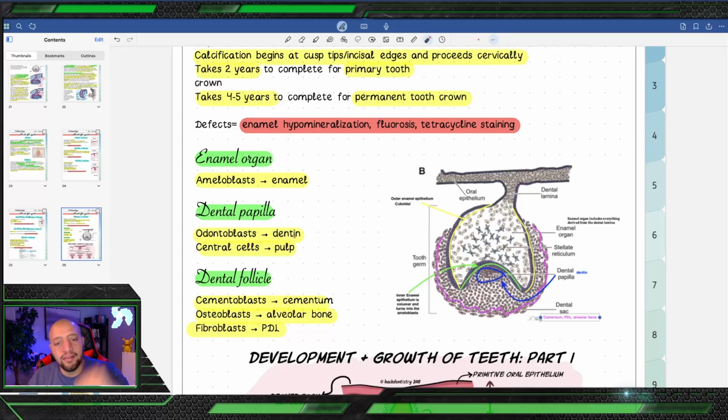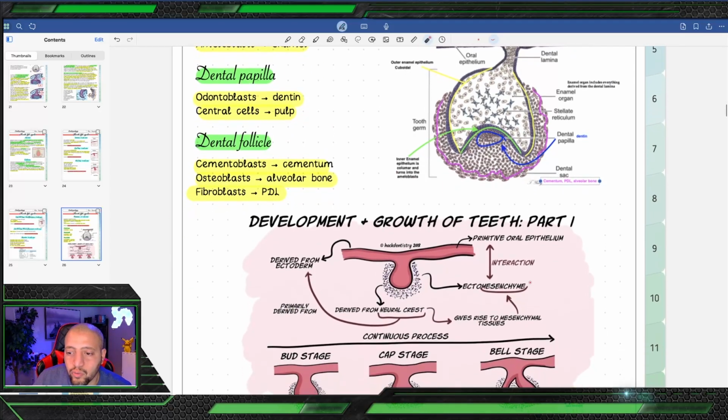So dentin comes from dental papilla, alveolar bone comes from the follicle, and enamel comes from the enamel organ, which comes from ectoderm. Dentin comes from dental papilla, which comes from ectomesenchyme, which is neural ectomesenchyme. Dental follicle and dental papilla both come from neural ectomesenchyme. And this is a different way to speak about ectomesenchyme and the neural ectomesenchyme. Okay? I know this is too much.